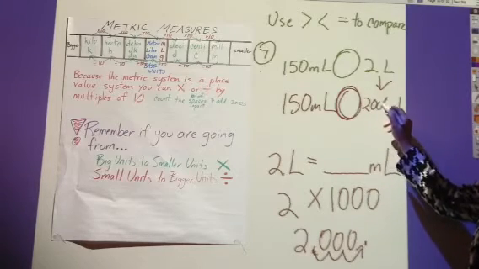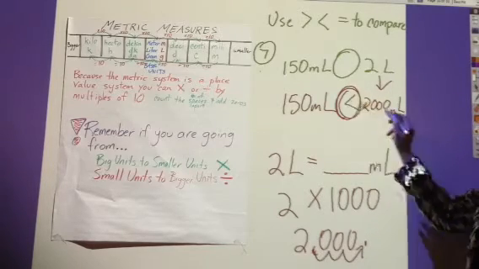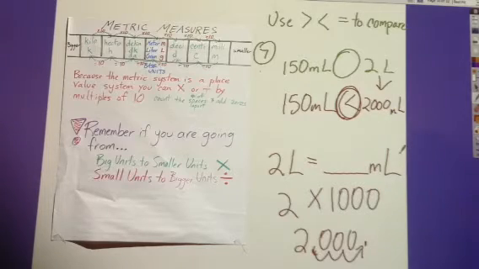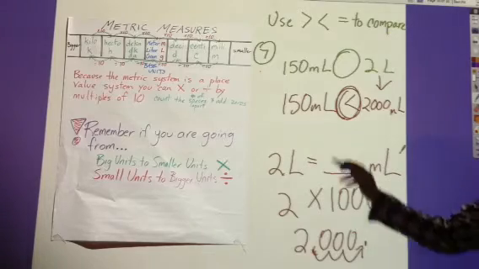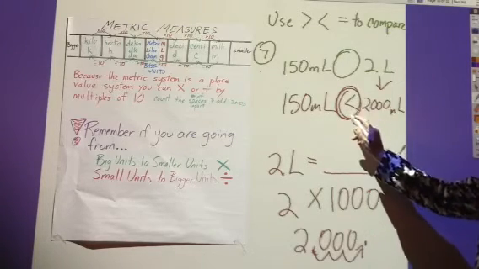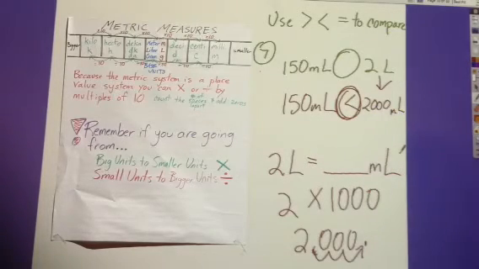This is 2,000 milliliters. We know that 2,000 milliliters is greater than 150 milliliters, or you could say 150 milliliters is less than 2,000 milliliters. So that is the appropriate sign, and I am now done.